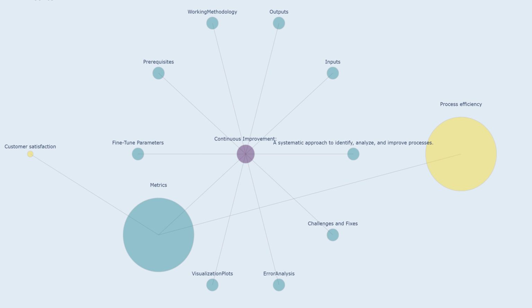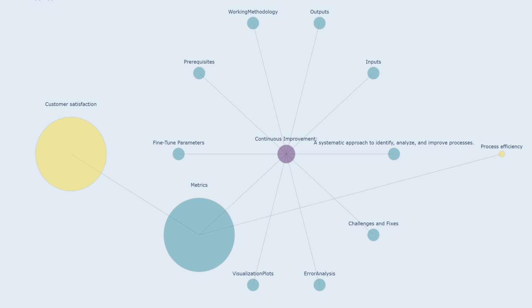Metrics: process efficiency, a measure of how effectively processes utilize resources, time, money, materials to produce desired outputs. Efficiency can be measured by analyzing metrics like cycle time, defect rate, and resource utilization. Customer satisfaction, a measure of how satisfied customers are with the organization's products, services, and processes. This can be assessed through customer surveys, feedback mechanisms, and complaint analysis.